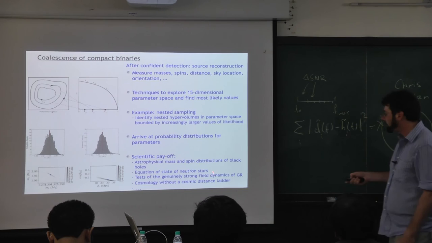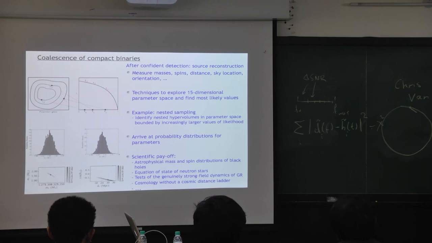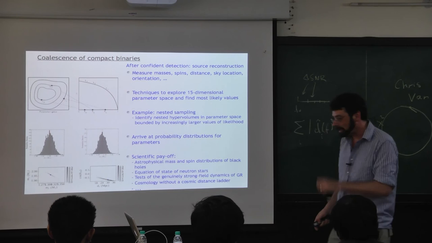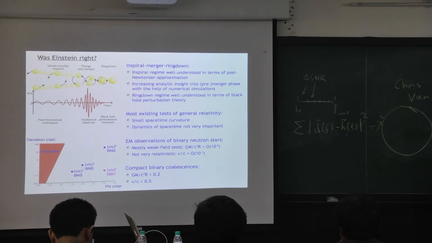Then tests of the truly strong field dynamics of general relativity that can only be done by looking at binaries. That too is something I'll discuss in great detail later on. And then cosmology without a cosmic distance ladder, I'll also get to that. Okay, so the first thing you can ask once you have seen a compact binary coalescence is: is general relativity right?